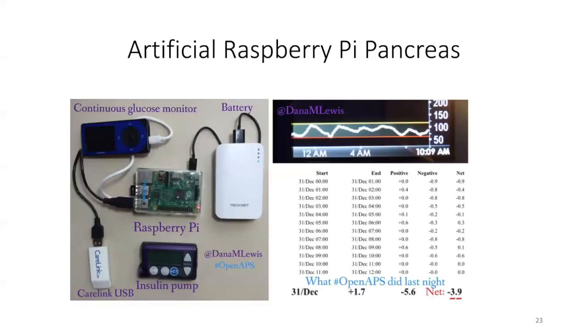So that gives you some history of the past and the current, what we are doing. Then we want to talk a little bit about what's going on in the future. We want to show you some new technology of the future. The first one I want to share with you, personally I like this idea a lot. It's a project called Artificial Raspberry Pi Pancreas.